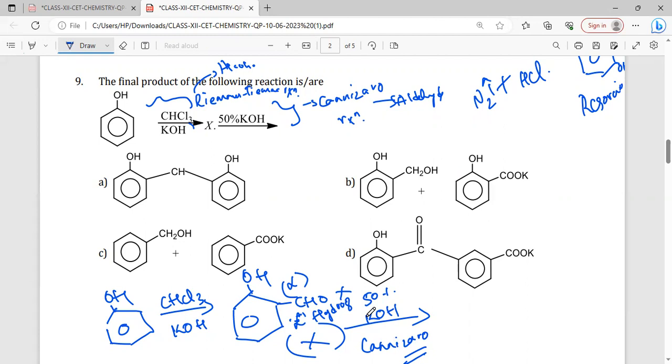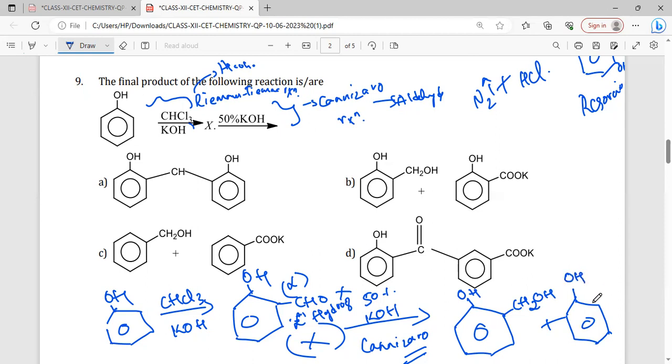When I'm adding KOH, what are the products of the Cannizzaro reaction? When you add KOH, you'll be getting alcohol, CH2OH, and the potassium salt of the carboxylic acid. Right? So option B should be your answer.